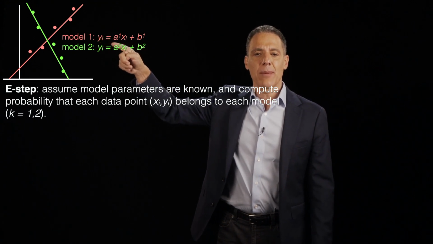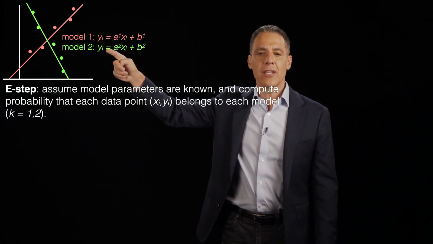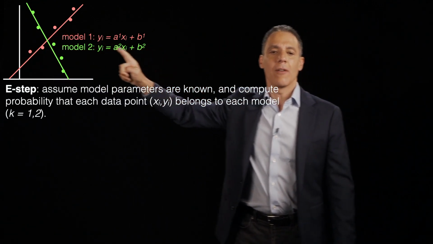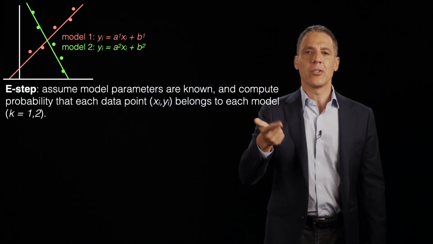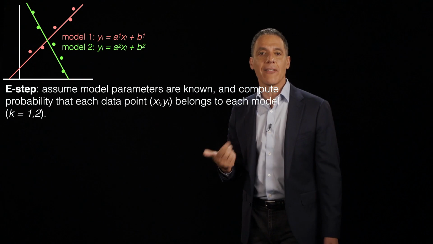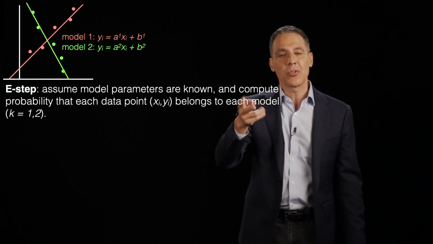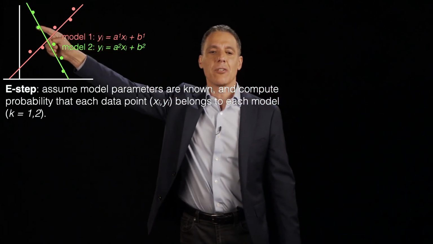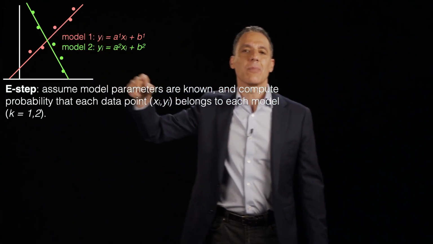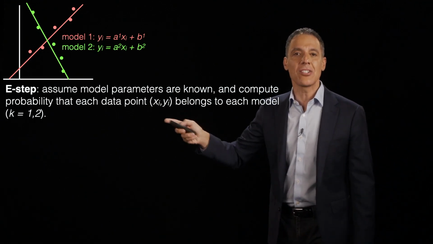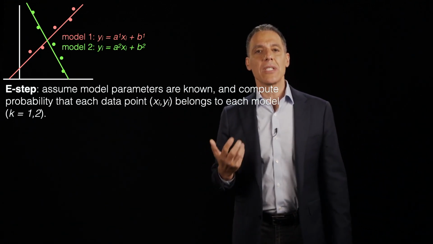So estimate the model parameters, A sup 1, B sup 1, A sup 2, B sup 2, and tell me what the assignment is probabilistically of each data point. So what is the likelihood you belong to model 1? What is the likelihood you belong to model 2? Obviously, since there's only two models here, and this is a probability, those will sum to 1. So once I know the probability to belong to model 1, the probability to belong to model 2 is 1 minus that.